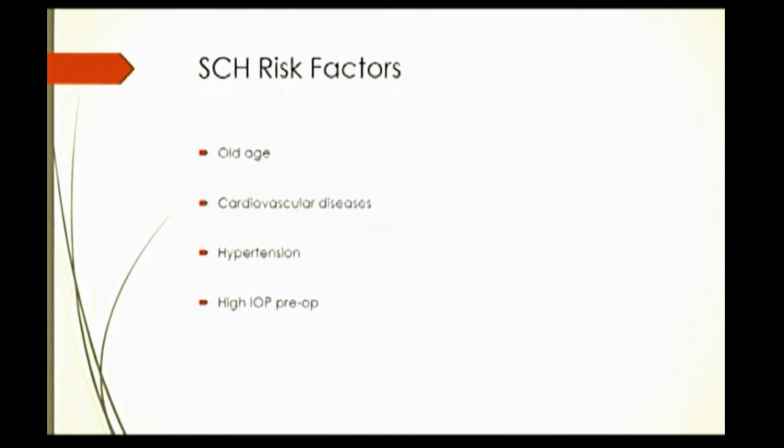Some of the risk factors for suprachoroidal hemorrhage you should consider before you do surgery for the patient, especially high pre-op intraocular pressure. So decompression of the eye when you do trabeculectomy or whatever shouldn't be sudden. It should be gradual, or at least give the patient anti-glaucoma or IV anti-glaucoma before the surgery. Always avoid working on an eye with high pressure.